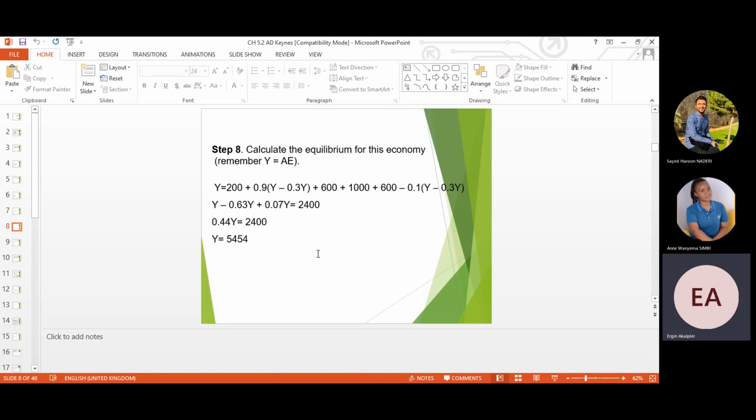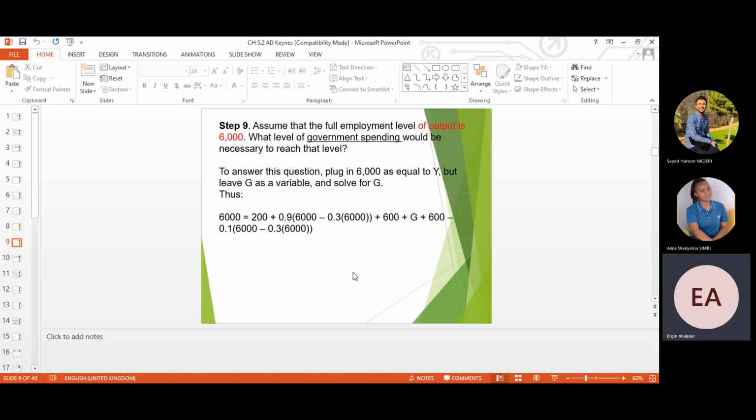Then let's go through the calculation of the equilibrium for this economic condition. Y is supposed to be equal to the aggregate expenditure. When we put Y equal to the aggregate expenditure, we have 200 plus 0.9Y minus 0.3Y, plus the rest, 600, 600, and minus 0.1Y minus 0.3Y. Then this will summarize, and the result will become 5,454. As you see, it is increasing, and assume the full employment level of output is now 6,000.